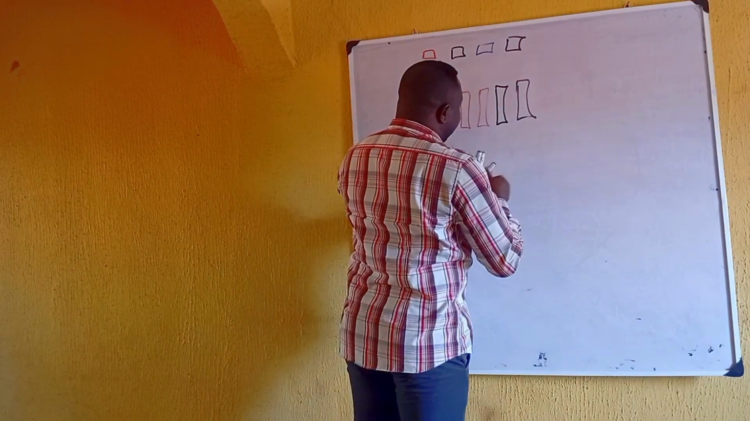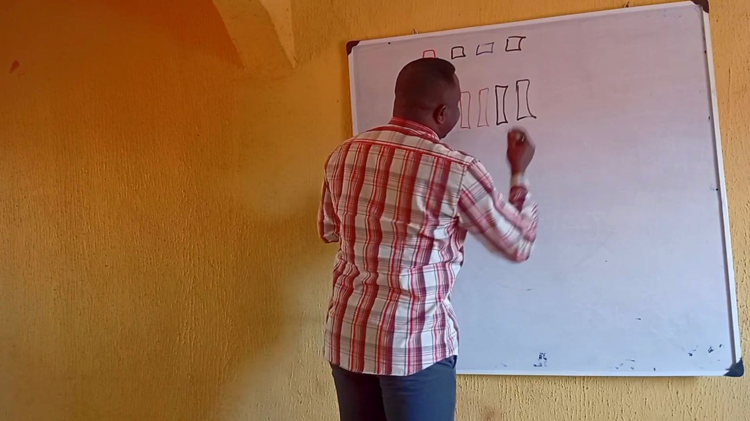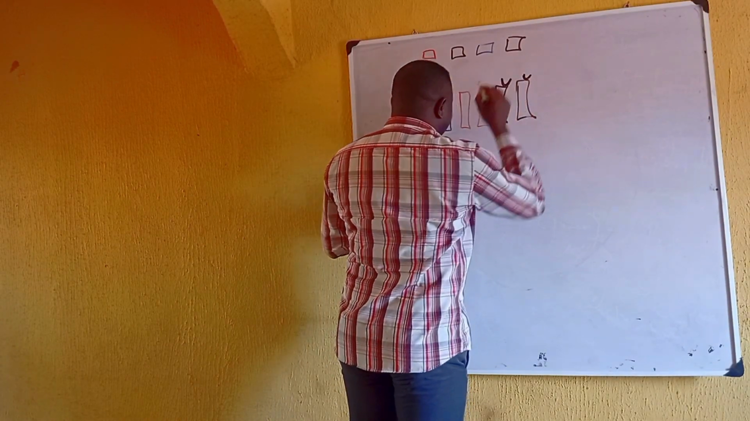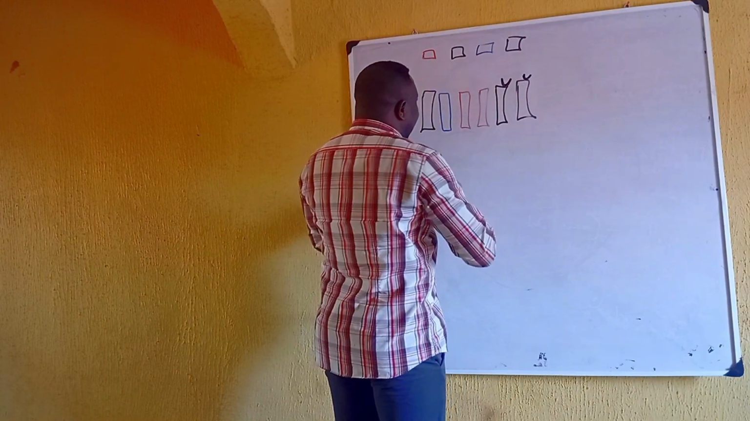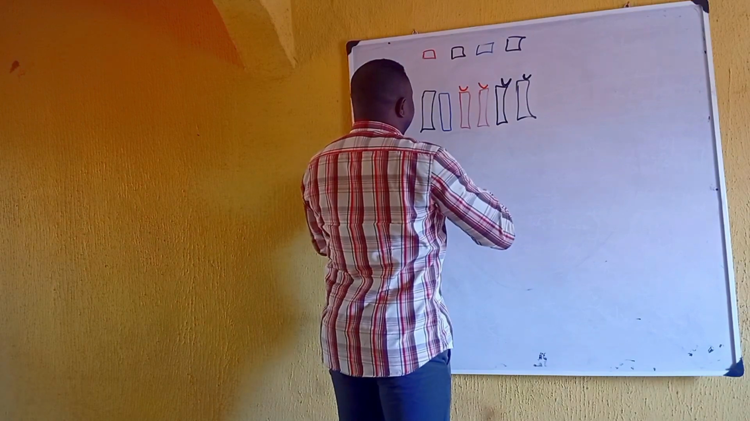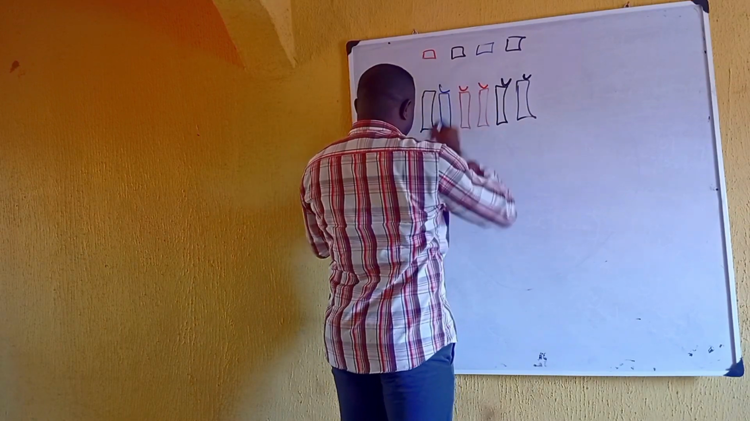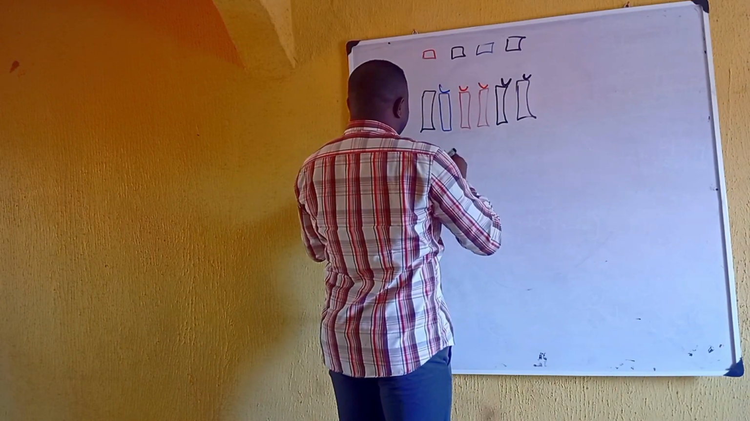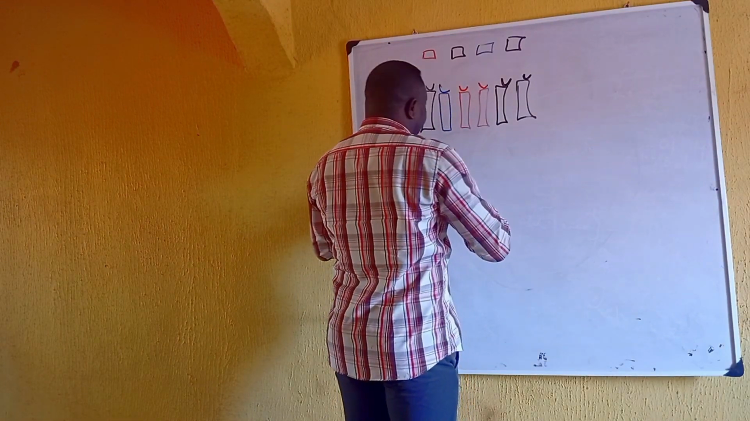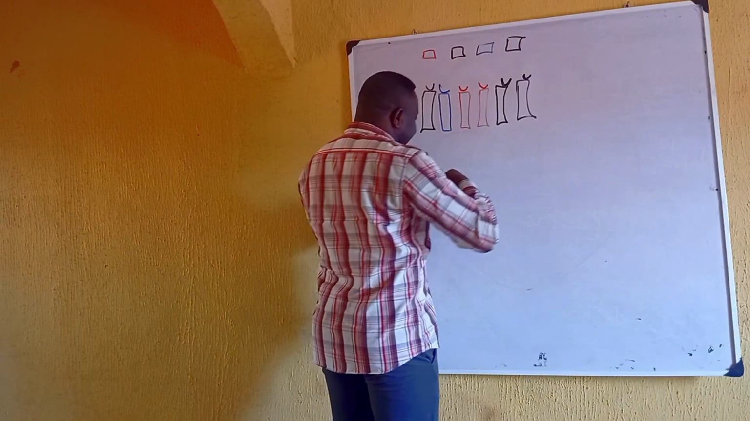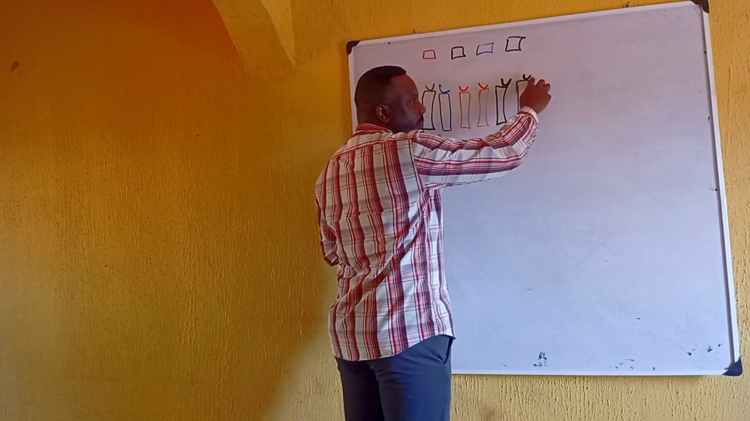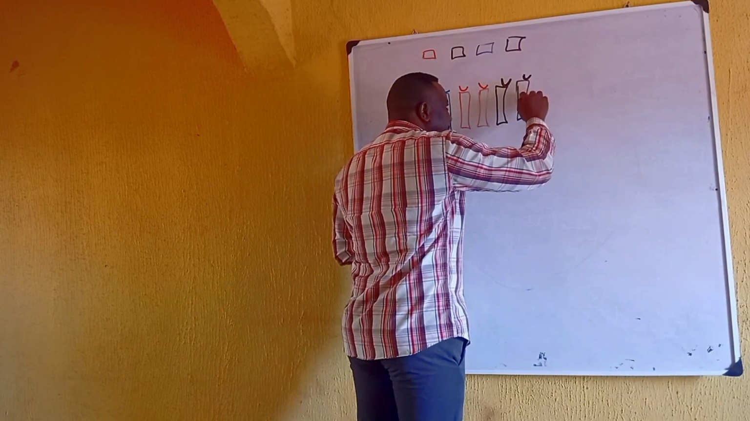Now, this particular receptor has a specific odorant receptor. This other one has its own. This one has its own. And then this one also has its own. So you can see that each receptor has a specific odorant receptor, and this odorant receptor is actually peculiar to this receptor.